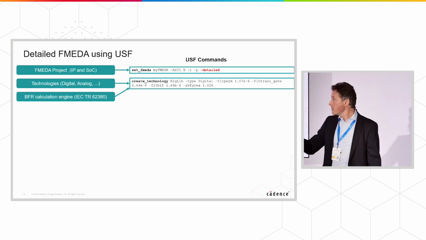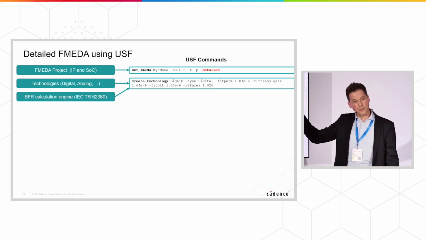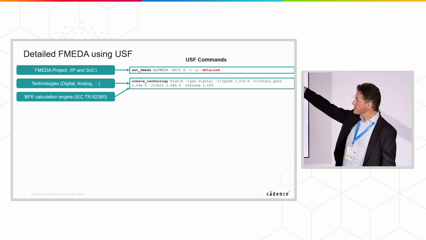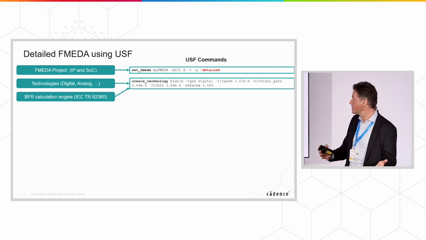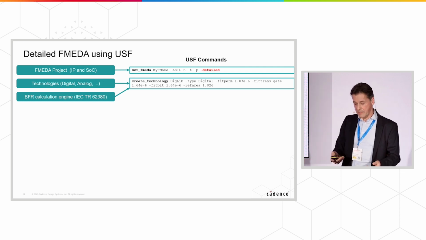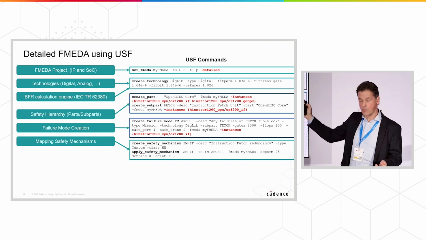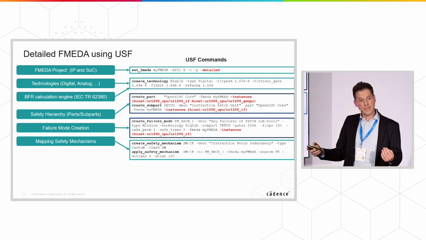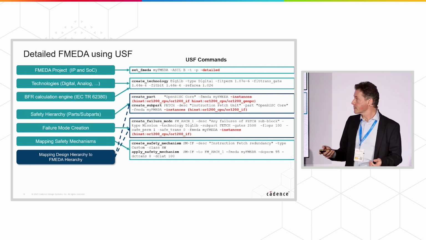So let's move now into the USF-based FMEDA. So it's the same flow as before, but in this case, it's not for the architectural FMEDA, it's for the detailed FMEDA. And as you can see here, if I would add in the command line set FMEDA, my FMEDA minus ASIL, I can already define my project as I did it using the GUI. I can assign various process technologies. I can calculate then the base failure rate with a certain command. I can create my safety, my FMEDA hierarchy using these commands. I can also create my failure modes with a specific command. I can do the mapping via an USF command. And I can then create my detailed FMEDA.